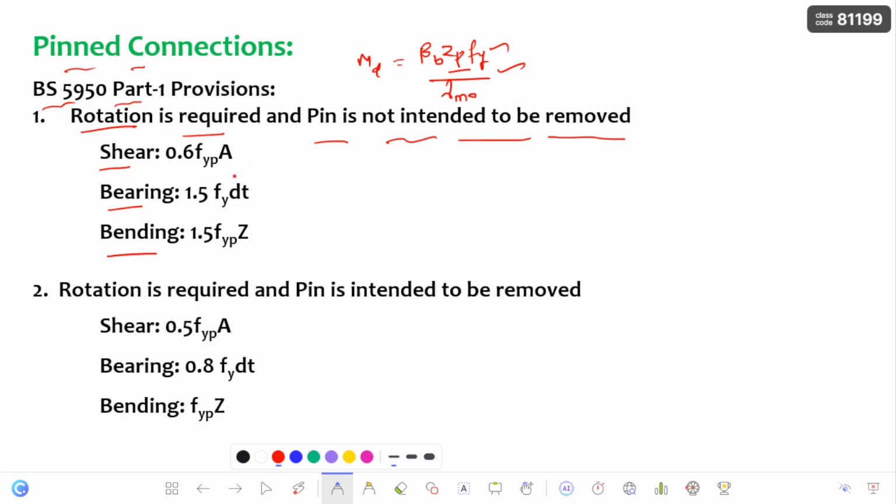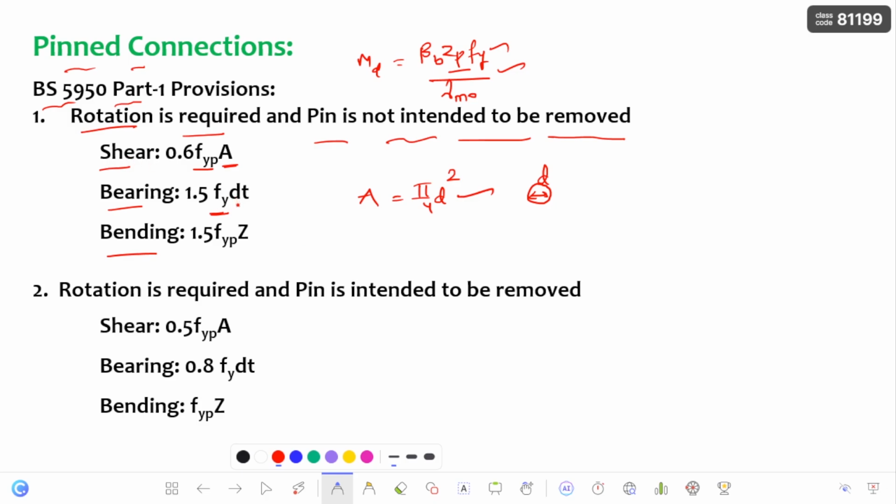Here A is the cross sectional area, that is pi by 4 into d square. For example, this is a pin and this is the diameter of the pin, and this is the cross sectional area, that is pi by 4 d square. Next, coming to FyP, that is the yield strength of the pin. Next, coming to the bearing, you can see that is Fy. You have to take the minimum of the yield strength of the pin and the structural member.